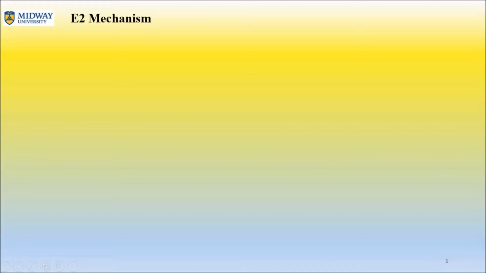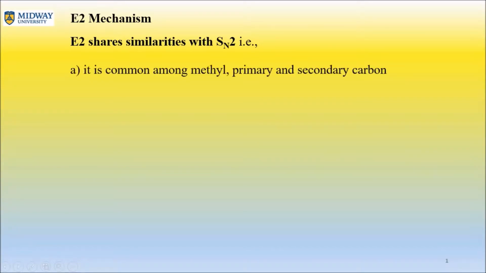E2 elimination reactions, E stands for elimination. E2 is very similar to SN2, and E1 shares a lot of similarities with SN1. So E2 shares similarities with SN2. That is, it is common only among methyl, primary, and secondary carbon substrates. And just like SN2, attack of the nucleophile and removal of the leaving group, which results in the formation of a double bond, all happens simultaneously.